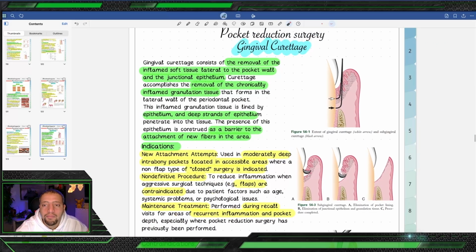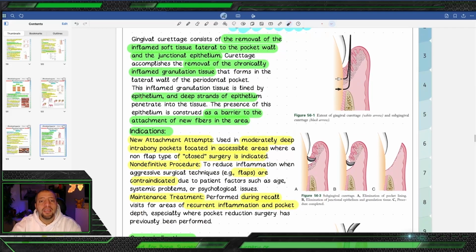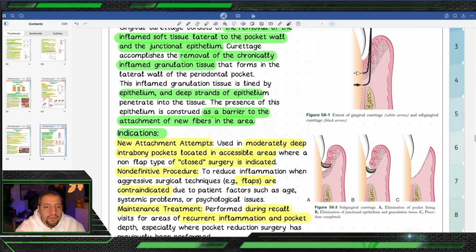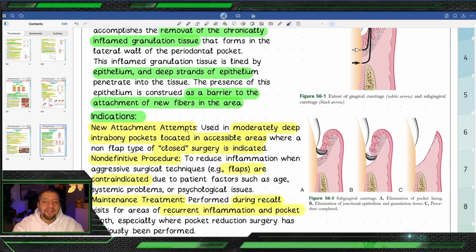Why don't periodontists like it? Because it's considered a surgery, but it's not a surgery by itself, because you are aiming, okay, it will be good, it will heal later with long junctional epithelium. This inflamed granulation tissue is lined by epithelium. Deep strands of epithelium penetrate into the tissue. The presence of this epithelium acts as a barrier to the attachment of new fibers in the area. It is used when attempting new attachment in a moderately deep intrabony pocket located in an accessible area where a non-flap type of closed surgery is indicated.